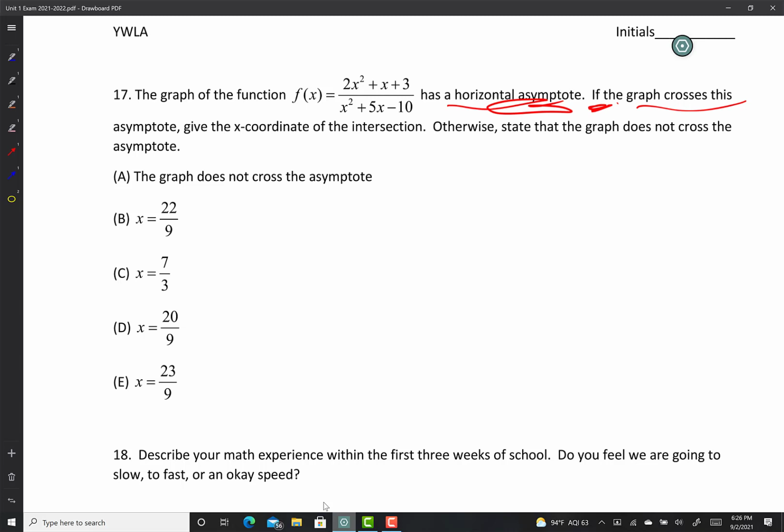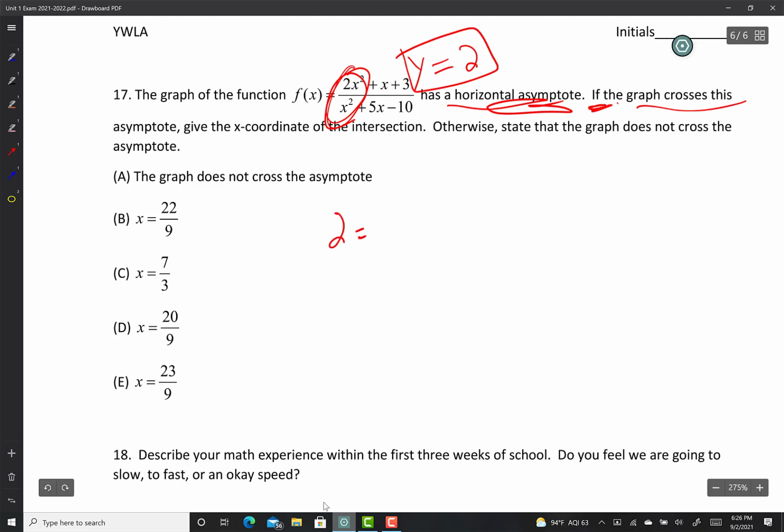So it does cross, guys, but remember, you're not using a calculator. The first thing you have to do is recognize what the horizontal asymptote is, and that's just end behavior. Hopefully you've done that in previous math courses. So the end behavior is just y = 2. That's my horizontal asymptote. So I'm going to write 2 = (2x² + x + 3)/(x² + 5x - 10).